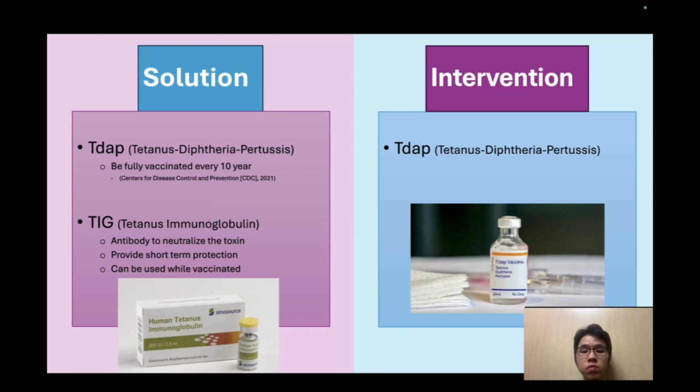There is another solution, which is TIG. TIG, tetanus immunoglobulin, is a therapeutic injection used when you or others suspect that you might have been infected by tetanus. TIG neutralizes the tetanus toxin and provides temporary protection from tetanus. Another fact is that TIG can be used while being Tdap vaccinated.